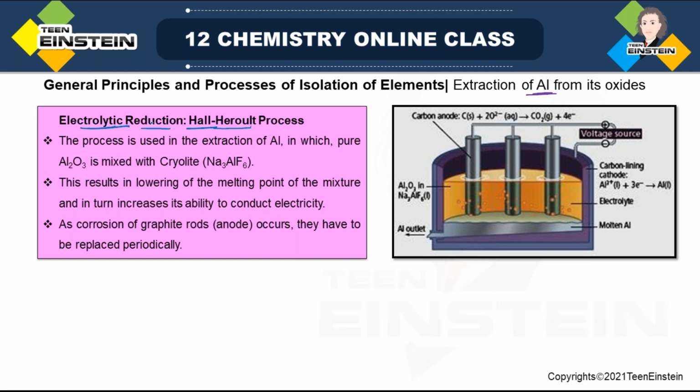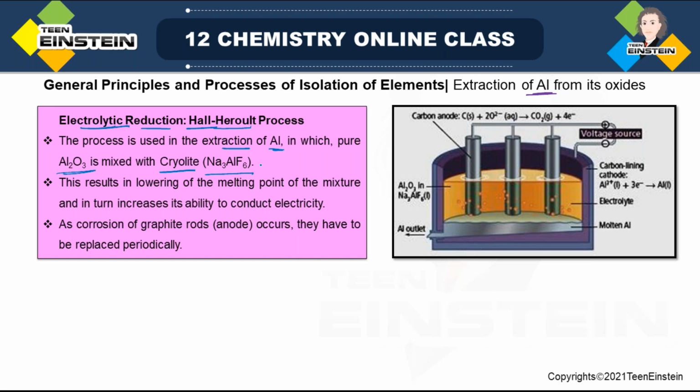Now we have to do electrolytic reduction. That means we will do electrolysis. Here we will use some electrical energy to drive a chemical reaction. The process is used in the extraction of aluminium, and here the ore that we are using is alumina, Al2O3. Now this Al2O3, from which we are trying to extract aluminium, will be mixed with cryolite. What is cryolite? Cryolite is Na3AlF6.